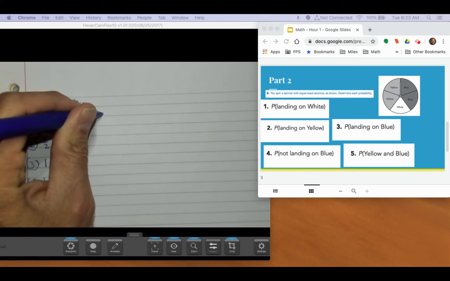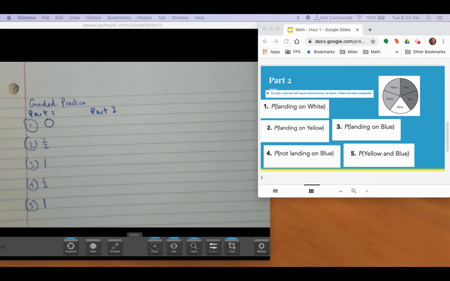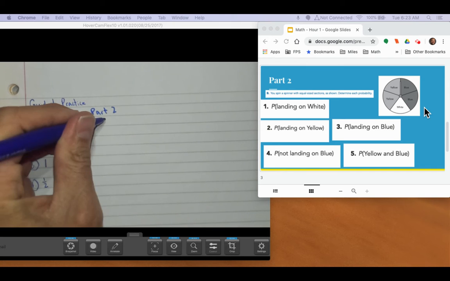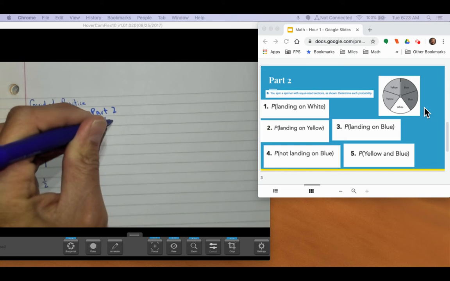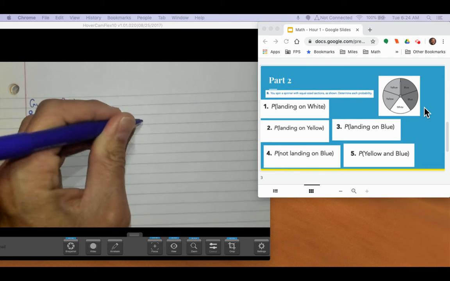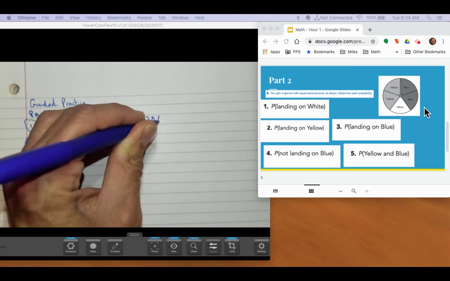Now we have part 2. For part 2, same, we spin a spinner with equal sized sections as shown. Determine each probability. So first we have the probability of landing on white. Pause it, write it down. When you're ready, unpause it. There's a 1 in 5 chance, which I could write as 2/10, which I could write as 20%.